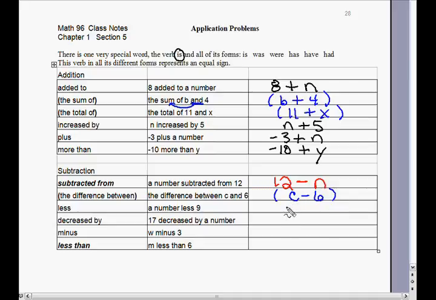A number less 9. Write what you read. A number less 9. 17 decreased by a number. W minus 3. All of those we get to write what we read as we read it. But here again, this bold letter, less than phrase, has to be written backwards. So when it says m less than 6, I need to put the m in the back so that I can make it less from the 6. So 6 subtract m is how we write m less than 6.